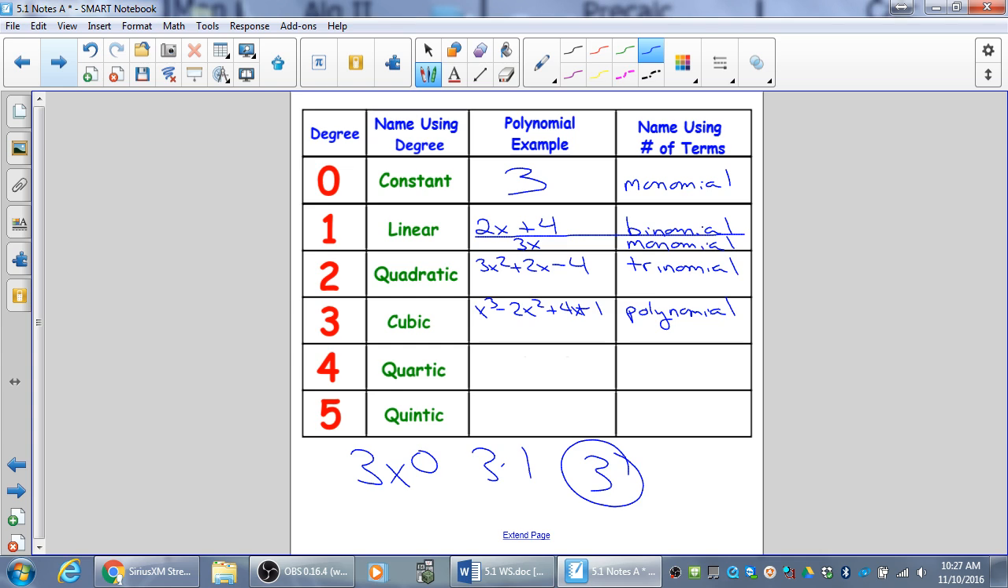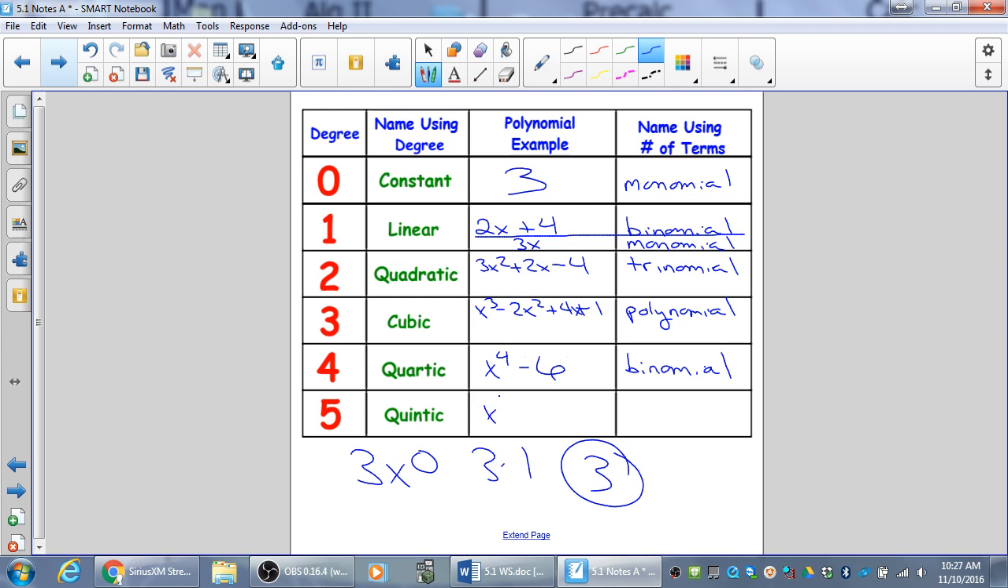Quartic. X to the 4th minus 6. That's a quartic. Power 4. But what is it according to the number of terms? That's a binomial. There's only 2. Binomial, 2 terms. 3 is trinomial. Anything after 3 is just a polynomial.